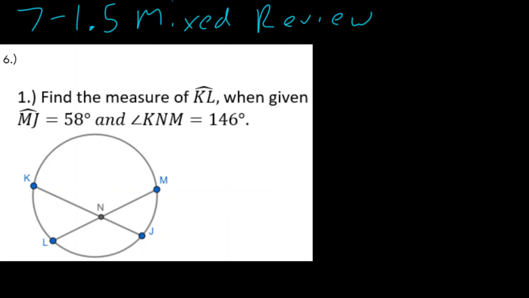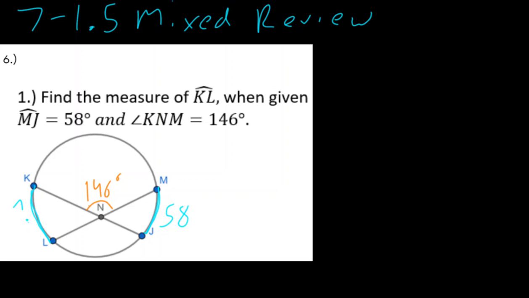Alright, and welcome to 7-1.5 Mixed Review. Now in problem 6 it says find the measure of KL, and so I'll go ahead and just label that with a question mark. When given arc MJ is 58 degrees, and notice that's arc MJ, 58, and angle KNM, let's go ahead and switch to this nice orange here, KNM is 146 degrees.